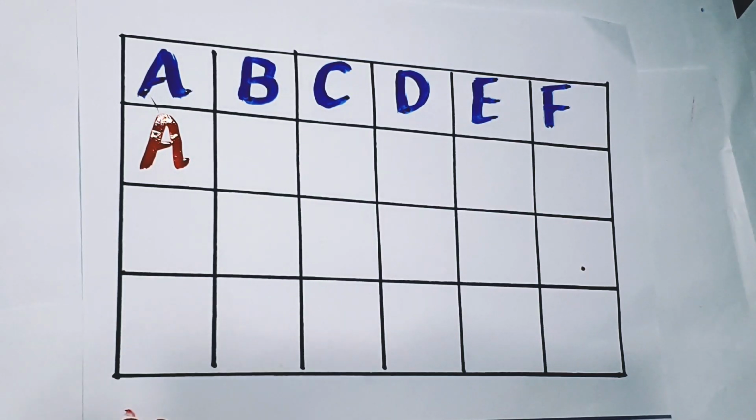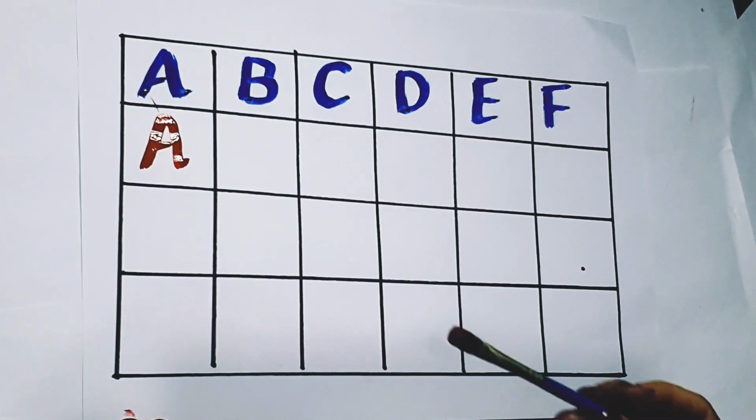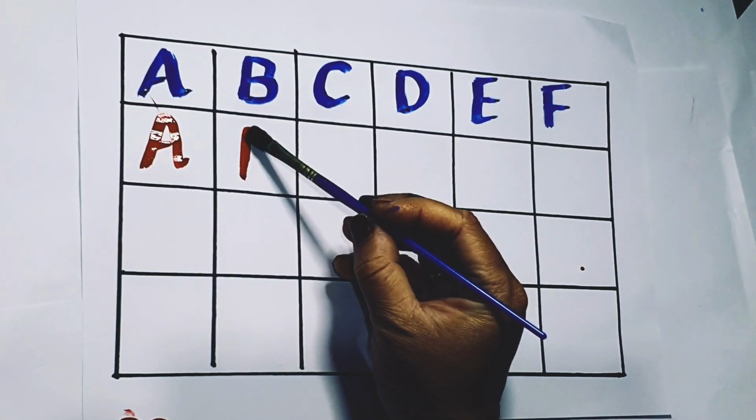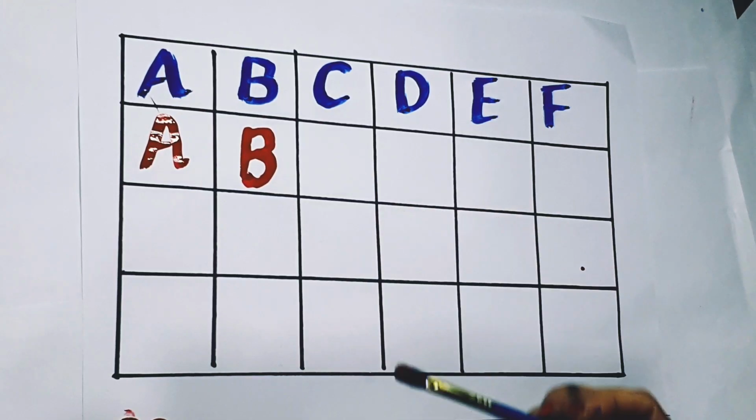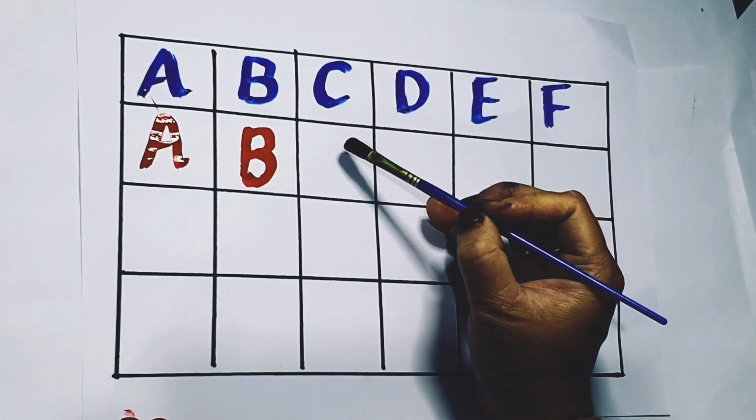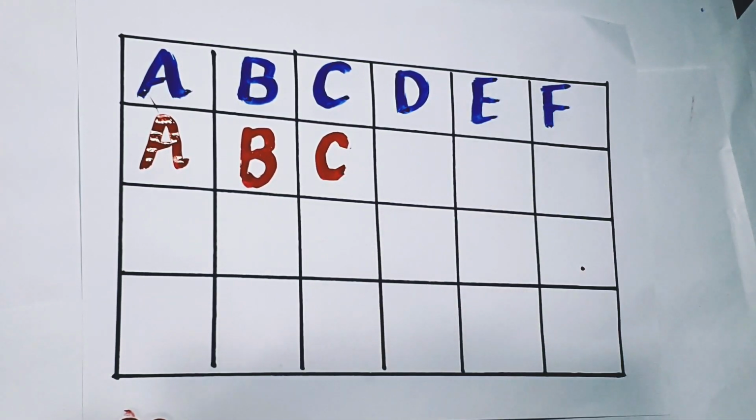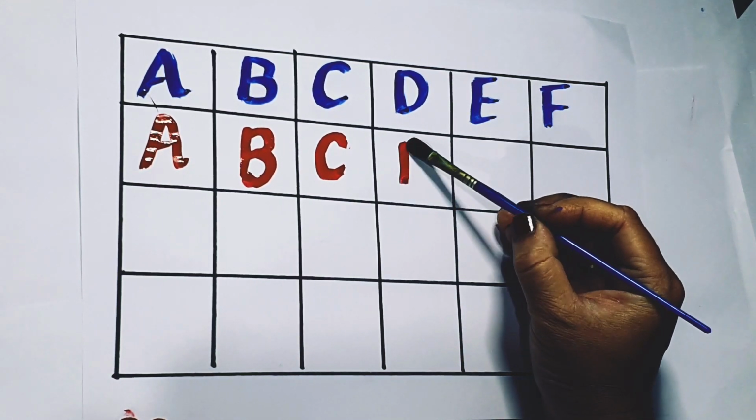A for avocado. A for aeroplane. B for bat. B for ball. C for carrot. C for candy.